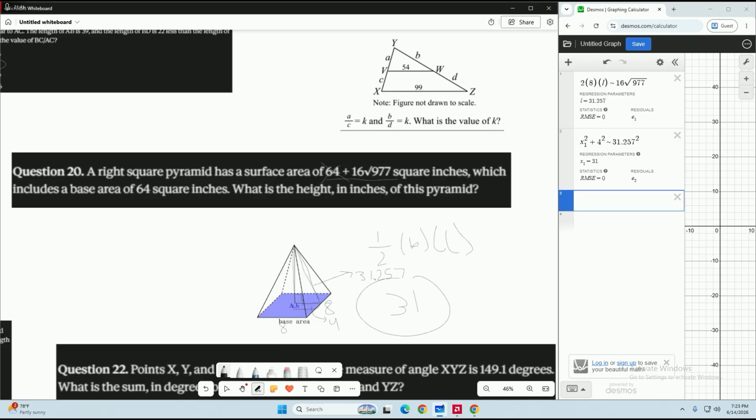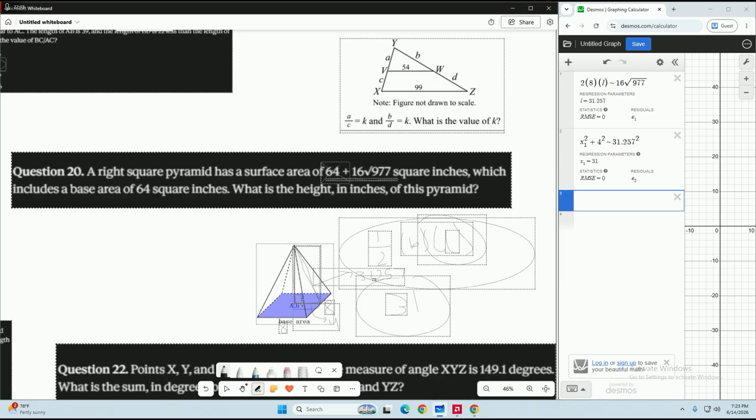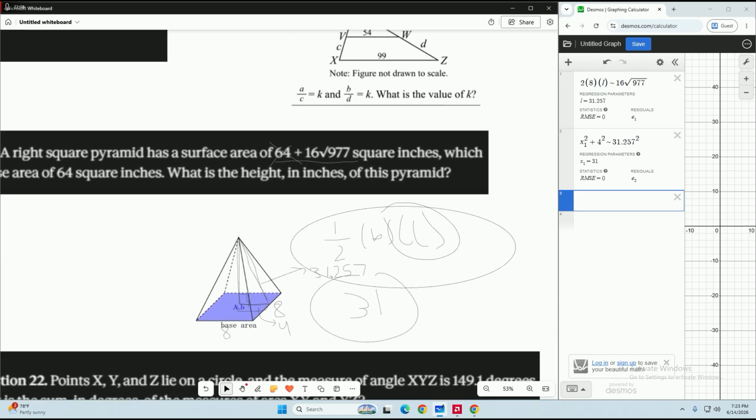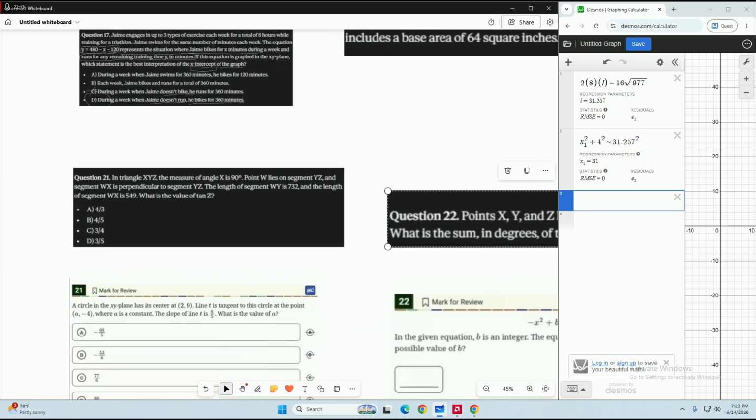So to recap, what you have to do first is determine that the side length of the square base is 8. Then you subtract the base area from the total surface area in order to get the lateral surface area. Then you do 4 times the area of one of the lateral faces, which is 1/2 BL, where B is 8. You determine the slant height, and then you do Pythagorean theorem from there in order to determine what the height truly is. Okay, so let's move on to the next question.